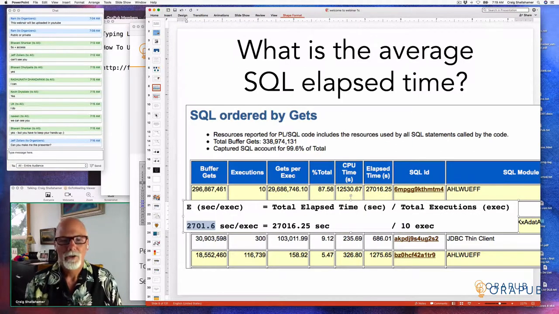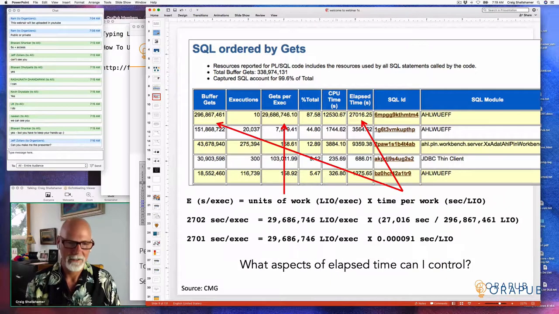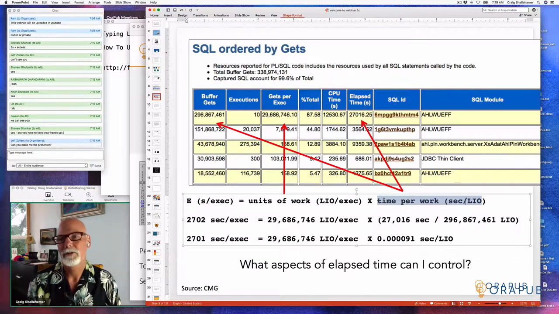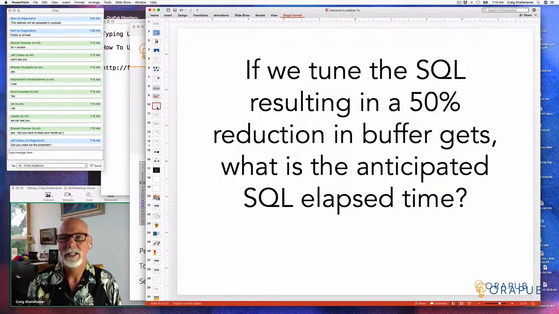Now, by understanding this and understanding the knobs we have to reduce the elapsed time, for example, we can reduce the number of pieces of work. We can reduce the time it takes to process a piece of work. So you can answer questions like that.